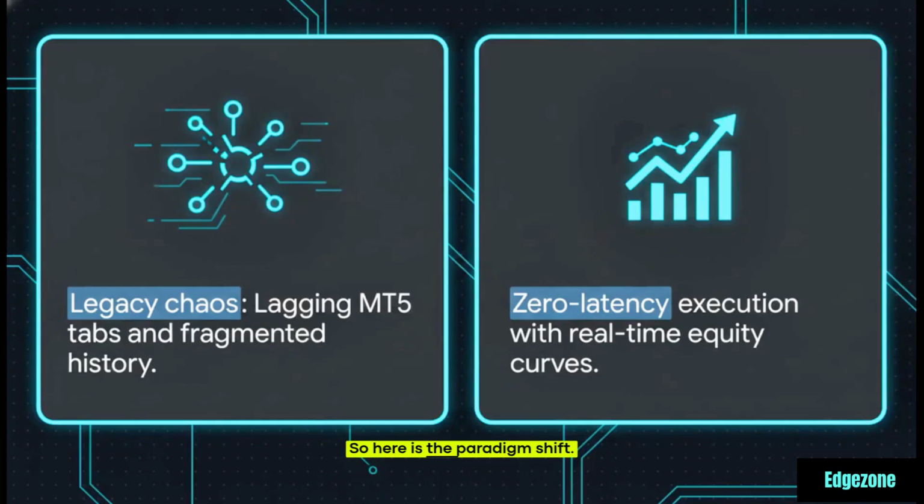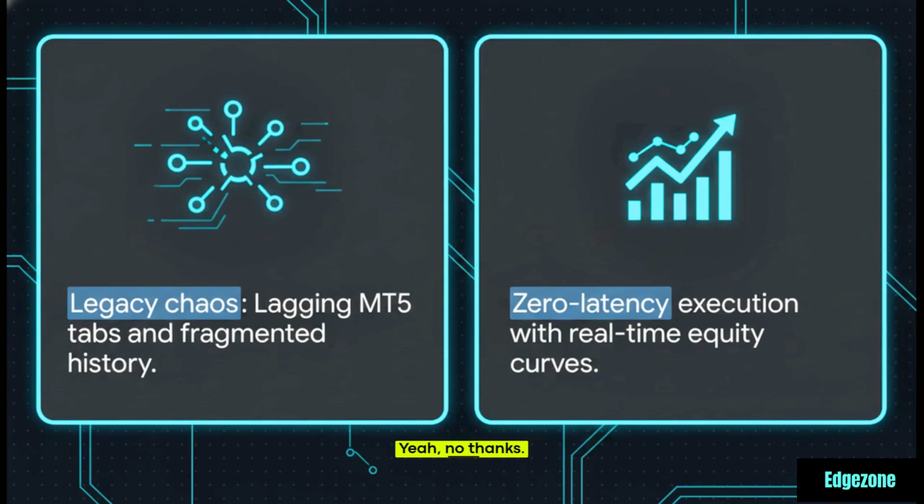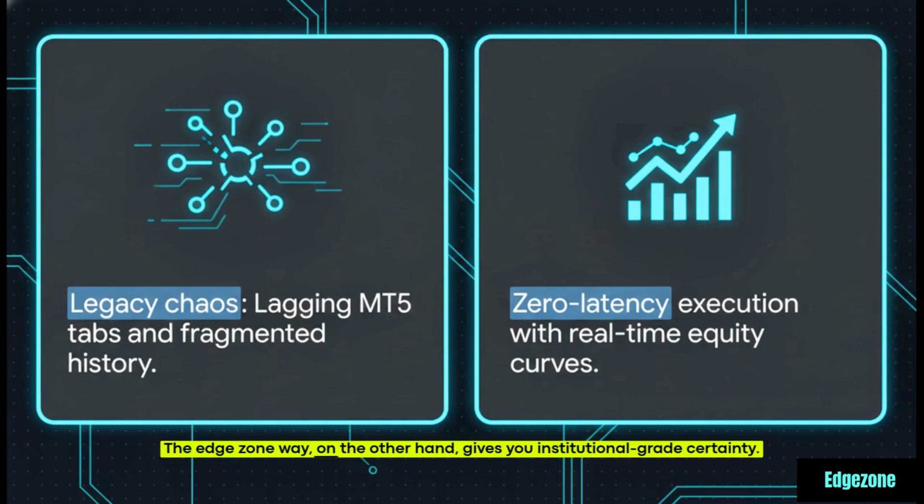So here is the paradigm shift. The old way of doing things? It's just legacy chaos. We're talking fragmented history, lagging tabs, and manual tracking in Excel. Yeah, no thanks. The Edgezone way, on the other hand, gives you institutional-grade certainty. We're talking unified tracking by magic number, zero latency execution, and real-time equity curves overlaying your entire portfolio. We are finally moving away from retail guesswork and stepping up to true institutional-grade certainty.